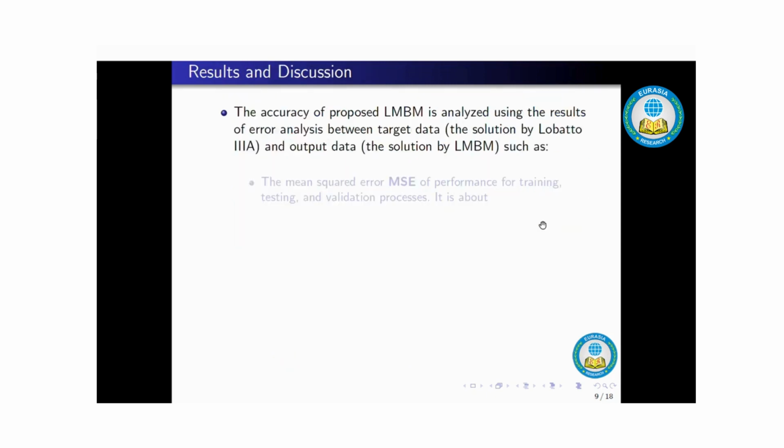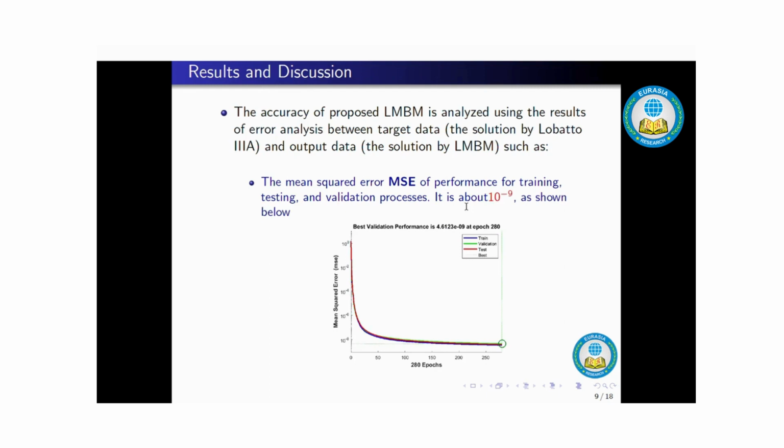Here we have the most important results in this study and their discussion. First, the accuracy of the proposed LMPM is analyzed using the results of error analysis between the target data, which is the solution by the Lobatto method, and the output data, the solution by LMPM, such as number one, the mean square error of the performance for training, testing, and validation process. It is about 10 power minus 9, as shown here at 280 epochs.